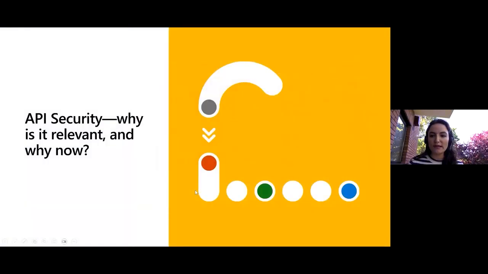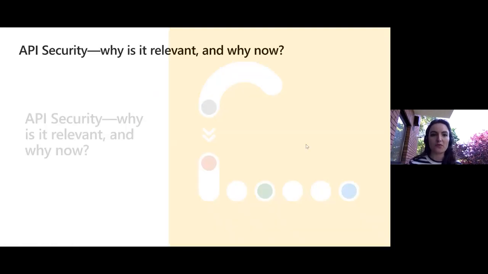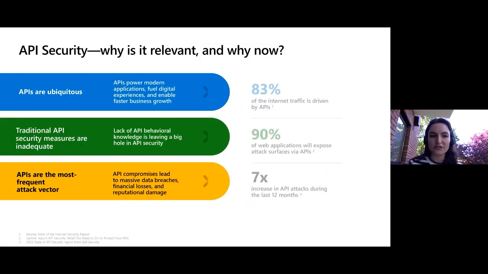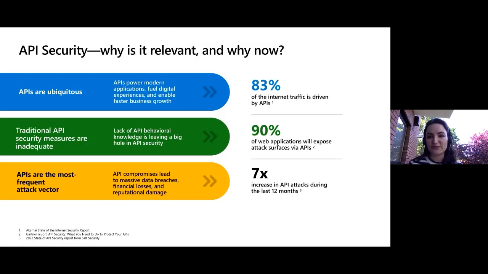So let's talk about API security. Why is it relevant, and why right now? What do we know about API security? First of all, we know that APIs are ubiquitous, which means that they are everywhere. And we know that 83% of internet traffic is now driven by APIs. An additional thing is that traditional API security measures are inadequate. In fact, 90% of web applications will expose attack surfaces via APIs, even with the traditional API security measures. So we need something else.